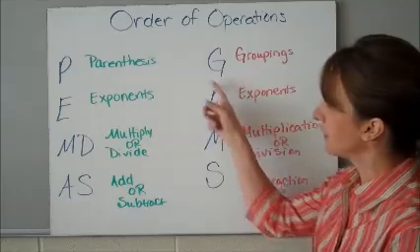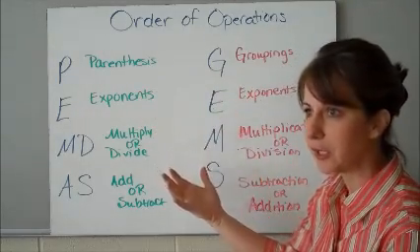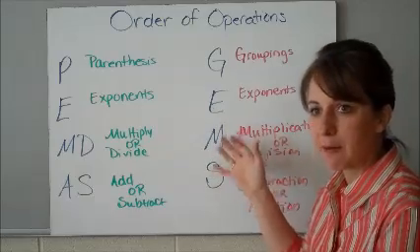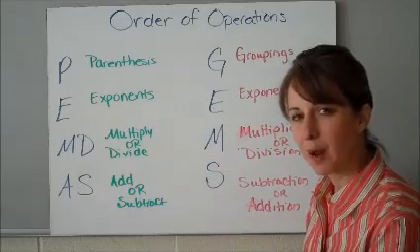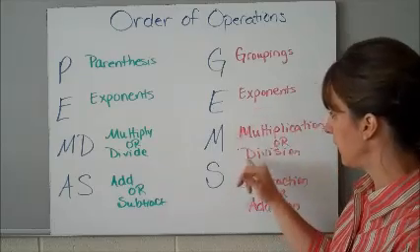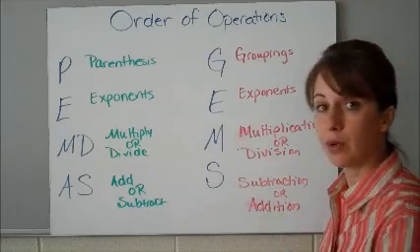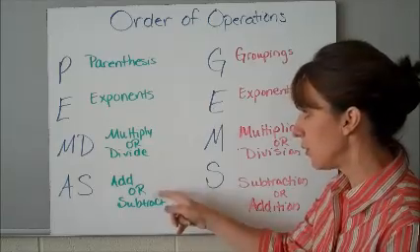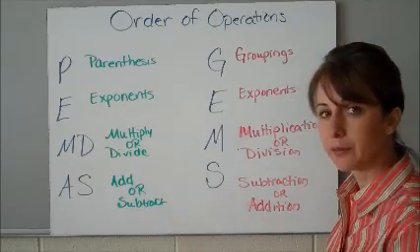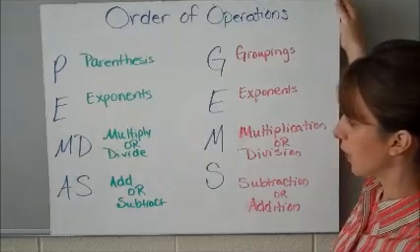In GEMS, instead of calling them parentheses, they call them groupings because it has to start with a G, and GEMS is a word that reminds us of a diamond, which is kind of what your problems look like when you've solved them. And then you have exponents, and then you have multiplication or division, and this one is subtraction or addition. And the or, again, is a very important word. Let's look at what order of operations looks like when you solve these problems.